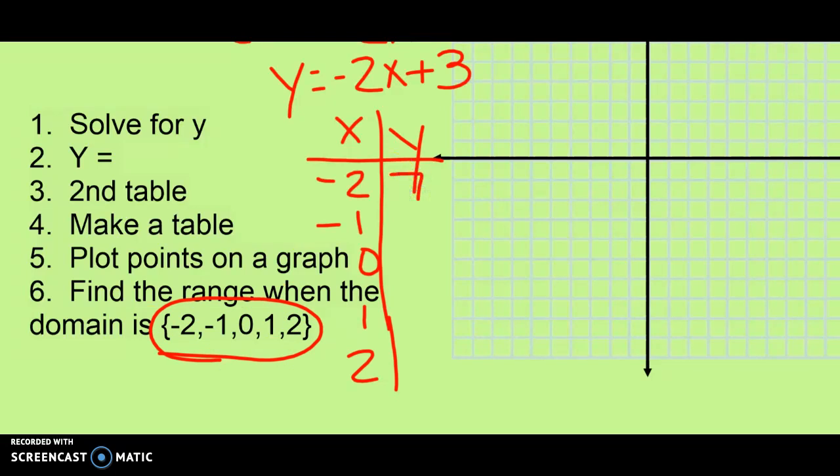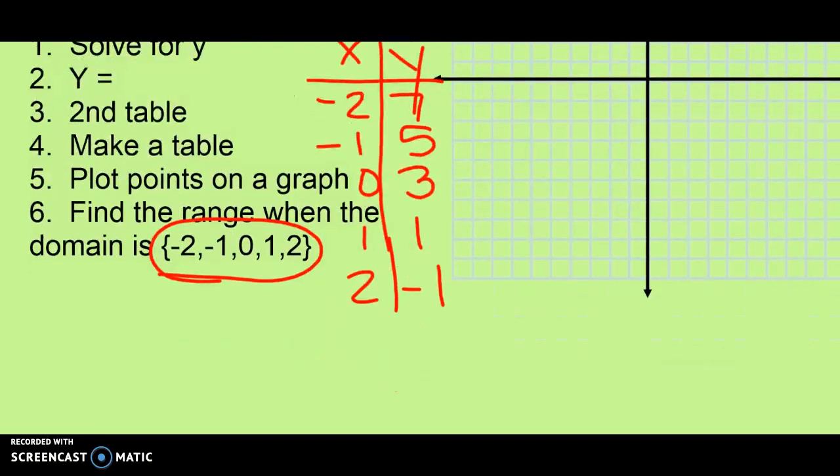This should be a 7. This should be a 5. This is a 3. All right, so I'm just looking in my table. This is a 1, and this should be a -1. Okay, so now that's your range.